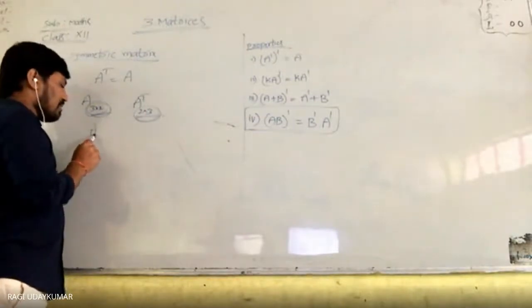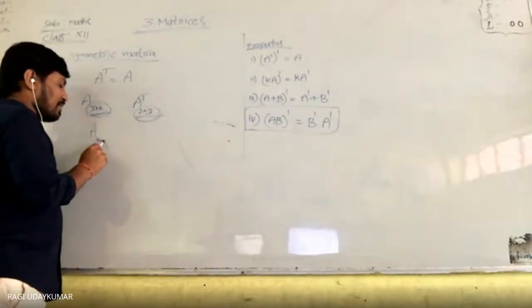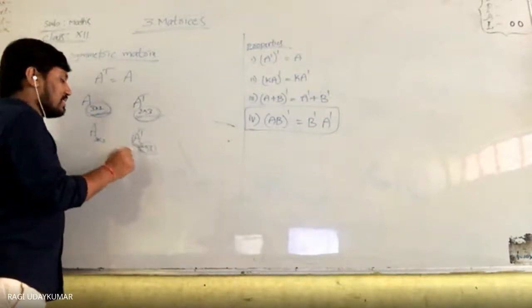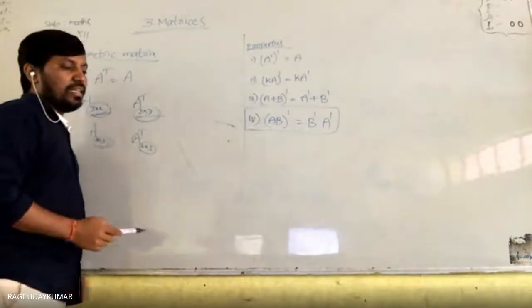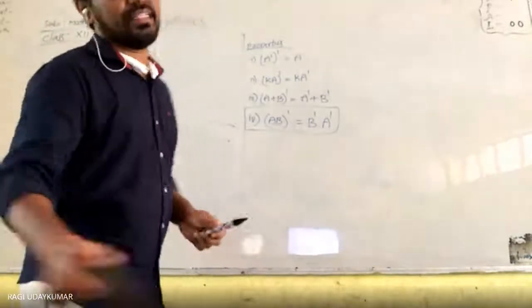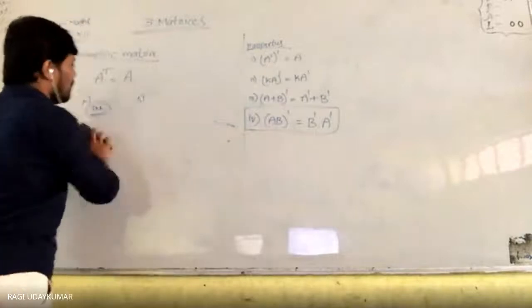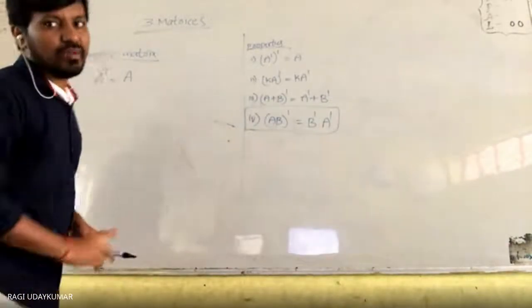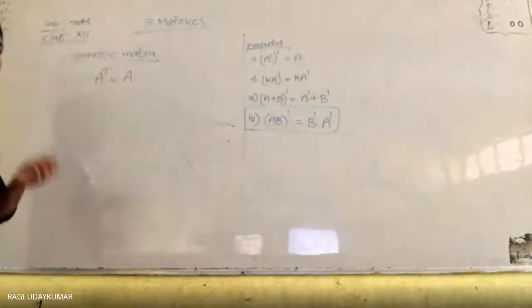There may be a chance if A is of order 3 by 3, then A transpose is of order 3 by 3. So this is a possibility. That means for A to be a symmetric matrix, it should be a square matrix. Only if it is a square matrix is it possible for its transpose to be equal to itself.